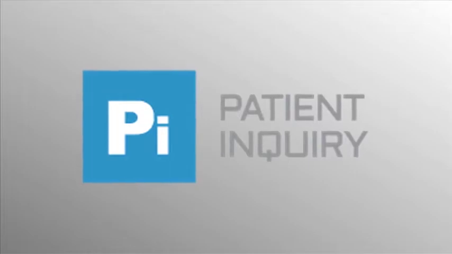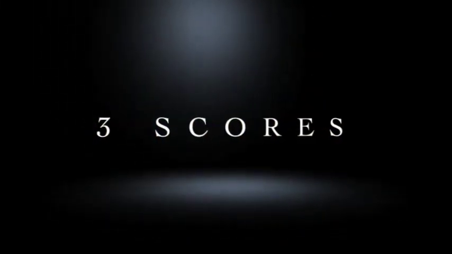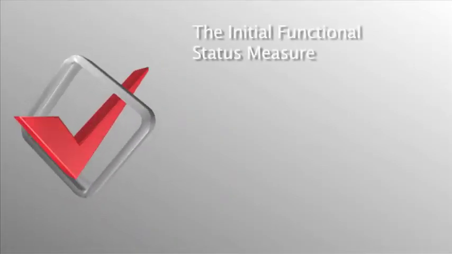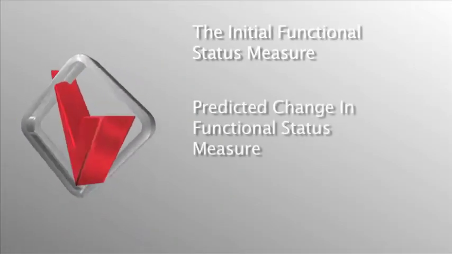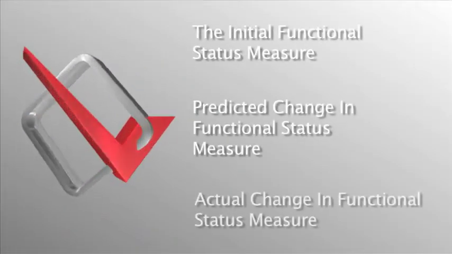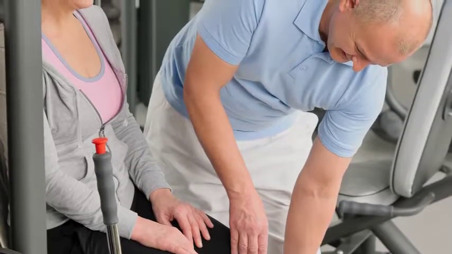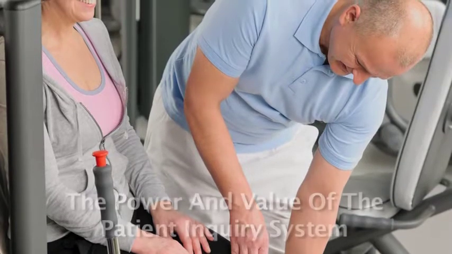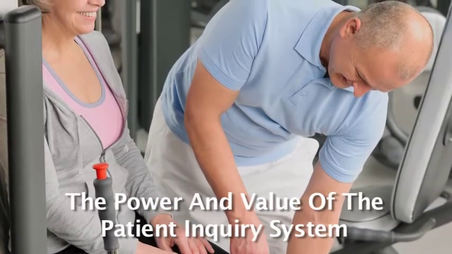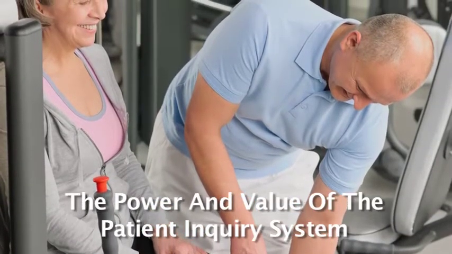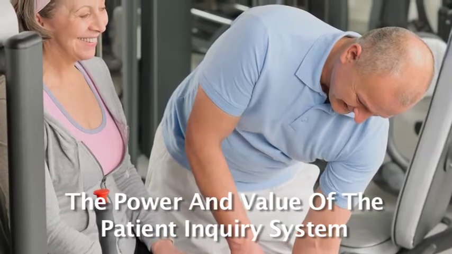Patient Inquiry is a web-based software that determines very efficiently three primary scores for your patient: the initial functional status measure, the predicted change in functional status measure, and the actual change in functional status measure. When you understand these three main measures and how they work together, you will begin to discover the power and value of the patient inquiry system to your outpatient rehabilitation practice.